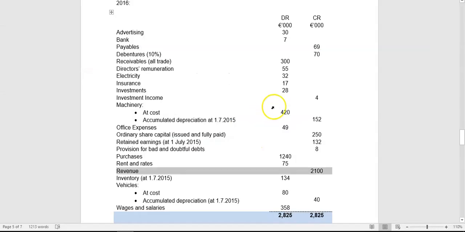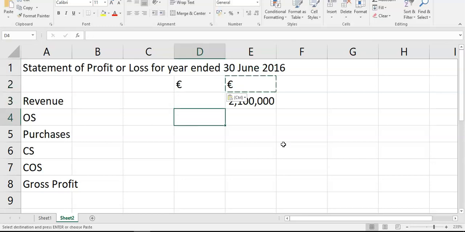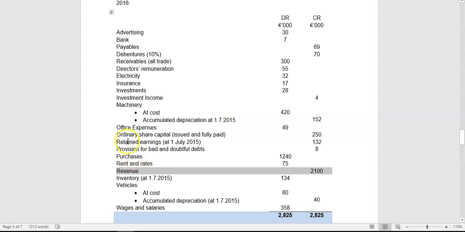So again, what I'm doing here is I'm leaving it in full figures. I am not rounding to 3 zeros. If you wanted to round to 3 zeros, that's fine as well. Either one is fine, as long as the examiner can clearly see what you're doing. You can knock off the last 3 zeros if you wanted as well. Opening stock, so the revenue, we will just highlight.